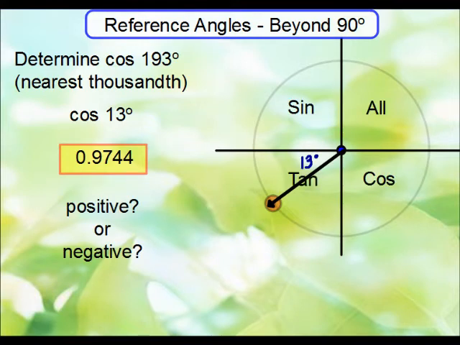So this is where we go back to this. All of them are positive here, sine here, tangent here, and cosine here. Well, here, just the tangent is positive, and 193 degrees wound up in this quadrant. Since this is not a tangent, that means that this is supposed to be negative. So that's our answer.